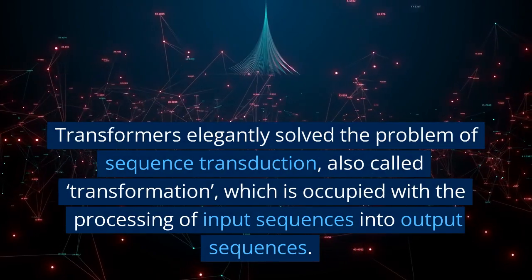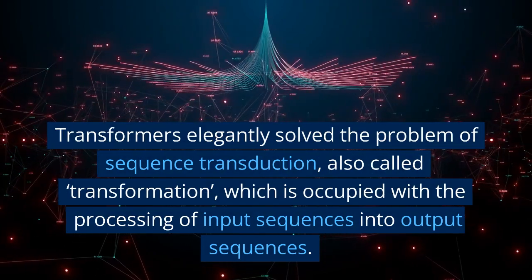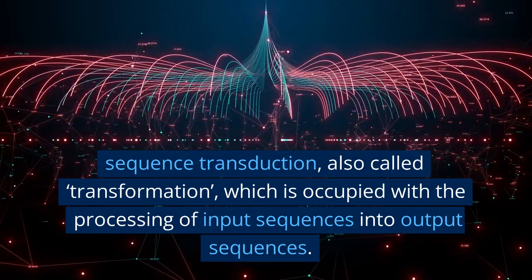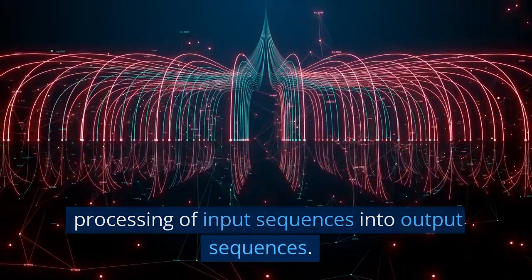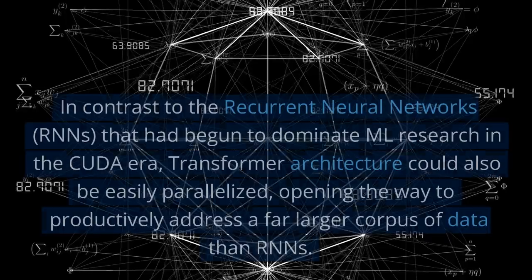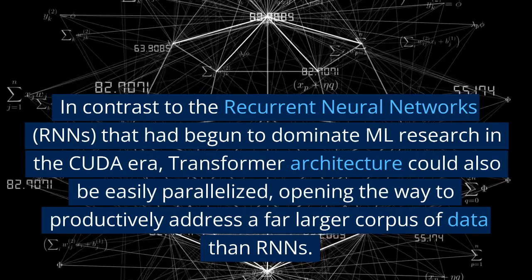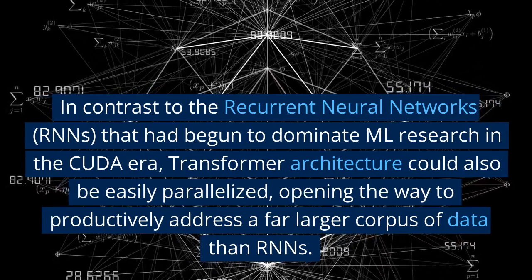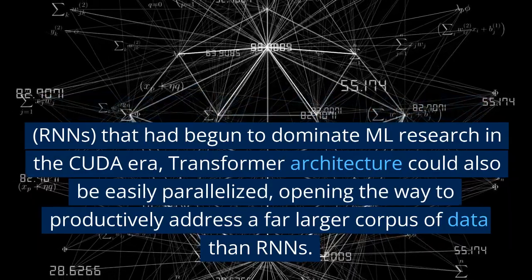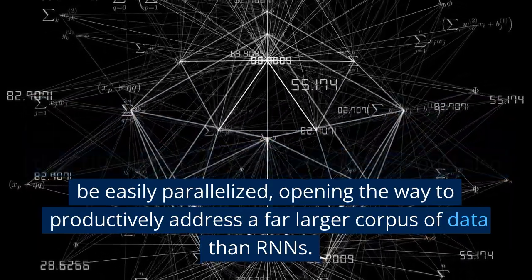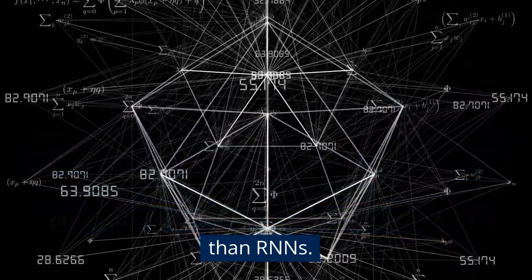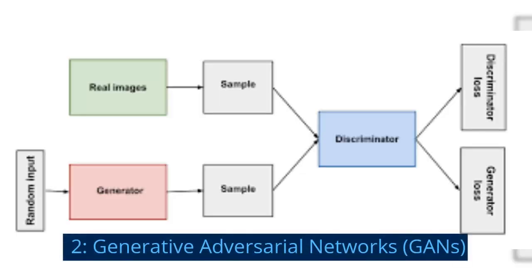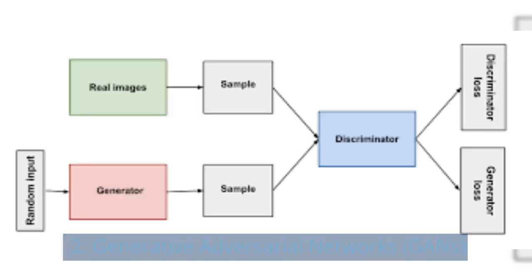Transformers elegantly solve the problem of sequence transduction, also called transformation, which is occupied with the processing of input sequences into output sequences. In contrast to the recurrent neural networks, RNNs, that had begun to dominate ML research in the CUDA era, transformer architecture could also be easily parallelized, opening the way to productively address a far larger corpus of data than RNNs.